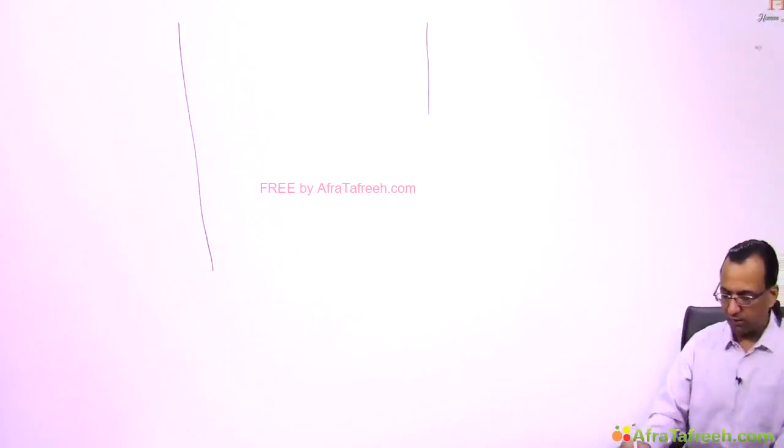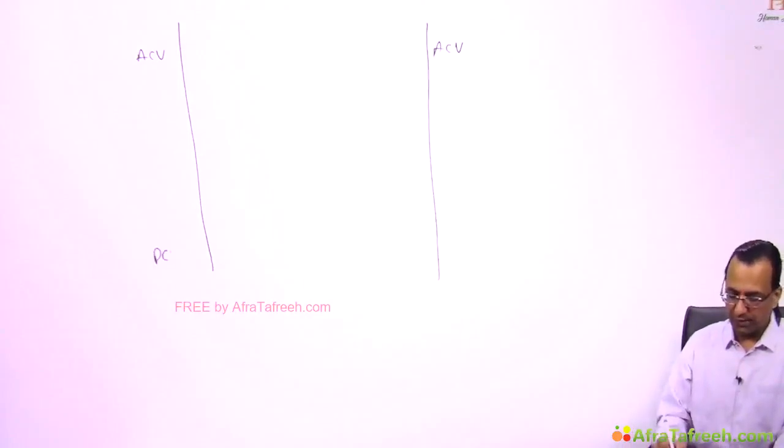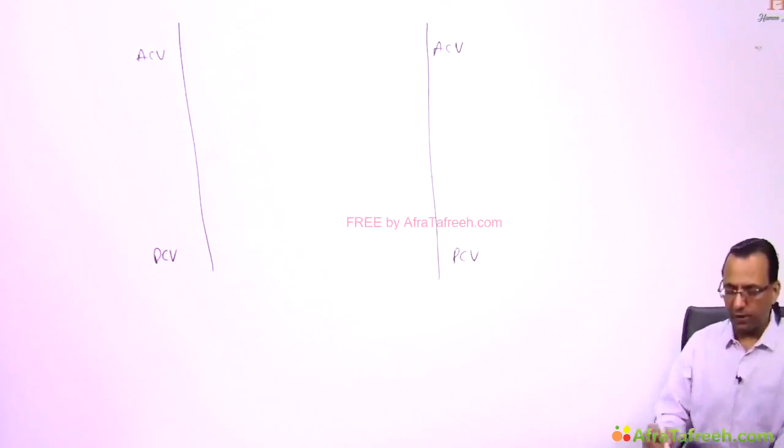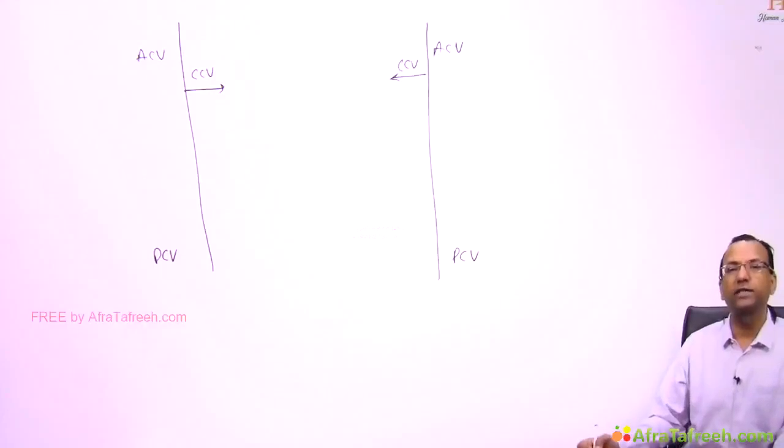So, what about the cardinal veins? Cardinal veins, they are actually the anterior cardinal vein on each side, and the posterior cardinal vein on each side. And what are they doing? You remember they were joining to form the common cardinal vein, and this common cardinal vein should drain into the right horn, left horn of the sinus venosus.